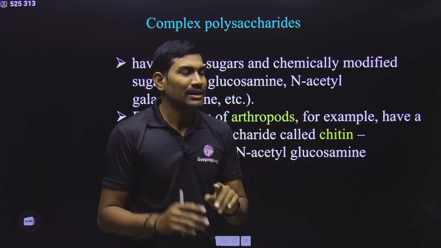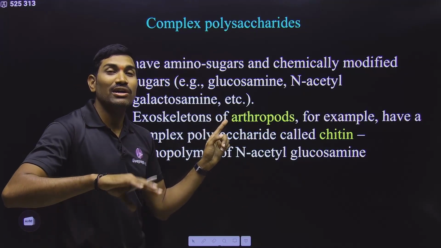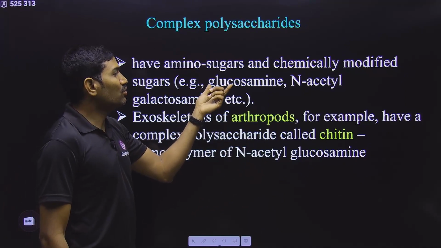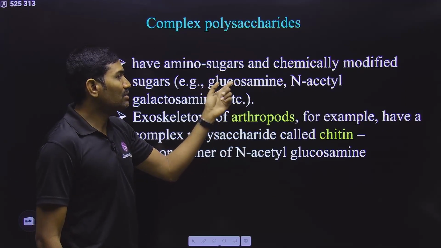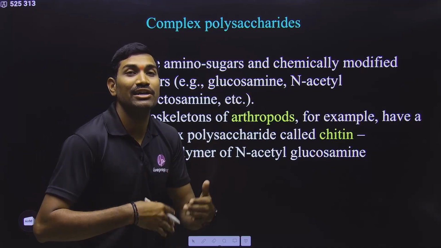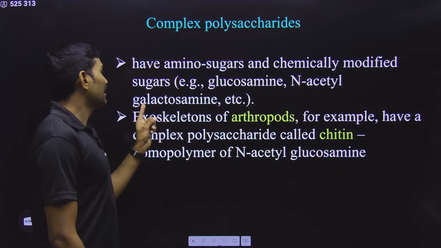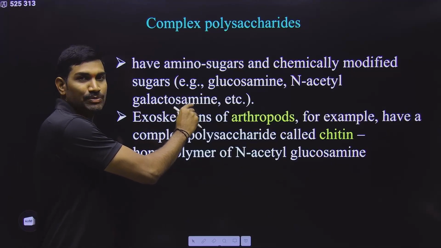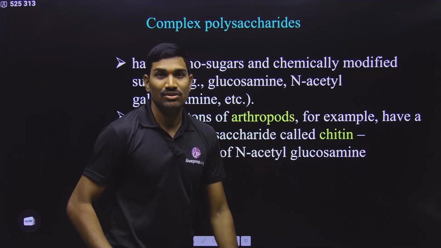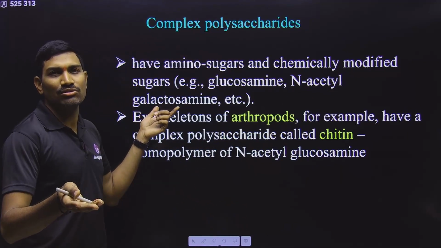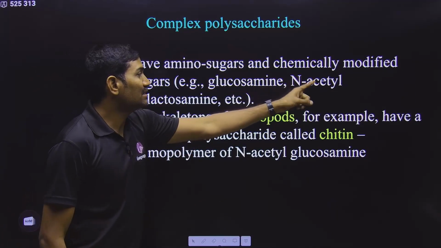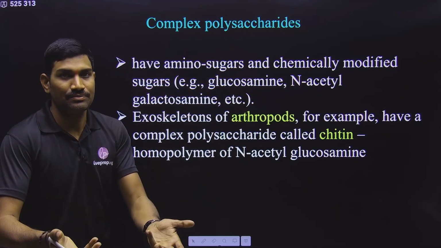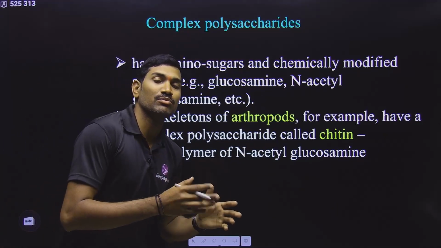But here, these are modified. Suppose you are talking about glucose, it is not directly glucose, it is glucosamine. To the glucose, an amino group is attached, that's why it is a modified sugar. Next one, N-acetyl galactosamine. To the galactose, an amino group is attached. In this amino, N is present, right? To that N, acetyl is attached. So it is not directly galactose, it is modified. So that's why it is N-acetyl galactosamine. If modified sugars are present, then they use the term complex polysaccharide.